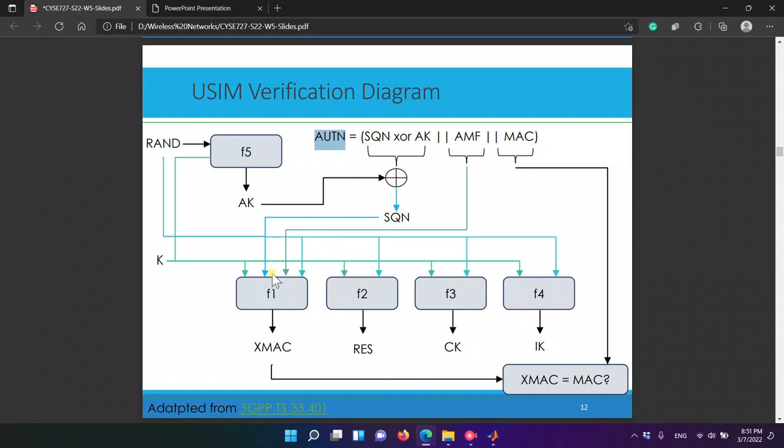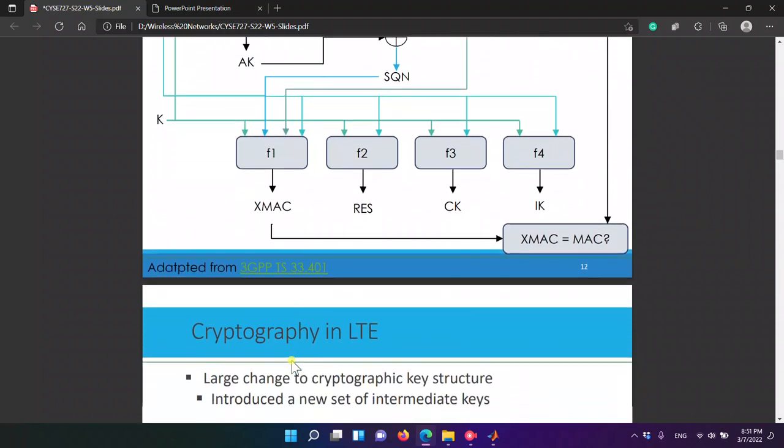But we have to take note that the input is not the sequence number. The input is the sequence XOR AK, the anonymity key. So this vector is the answer to the sequence XOR the AK, but we only want the sequence. So what do we do? We XOR again with the anonymity key, then we obtain the sequence number. So this is the XOR operation. If we XOR it again with the same key, it cancels.